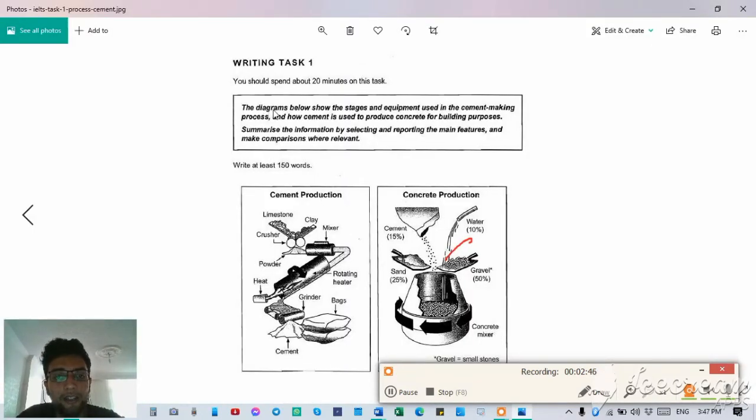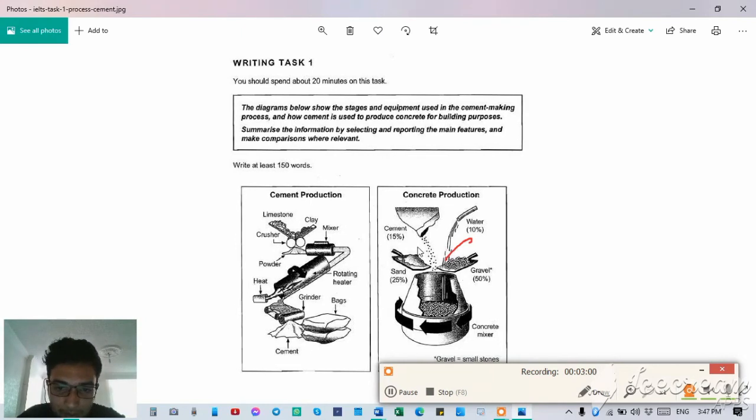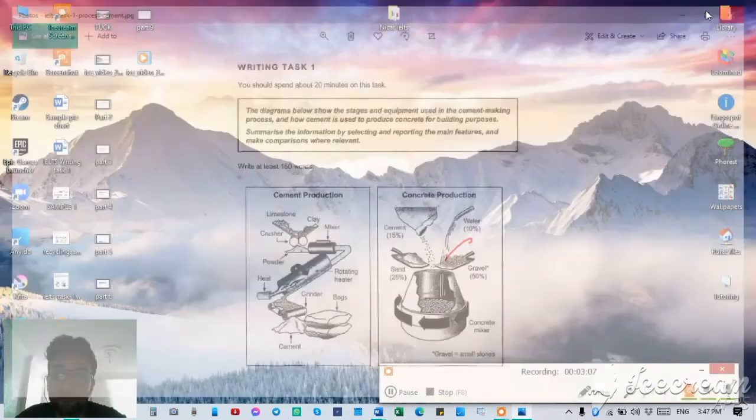Here we go. The diagrams below show the stages and equipment used in the cement making process and how cement is used to produce concrete for building purposes. That's it. We have two paragraphs. It's shown: the cement production is the first paragraph, and the concrete production is the second paragraph. I mean, the picture tells you everything.